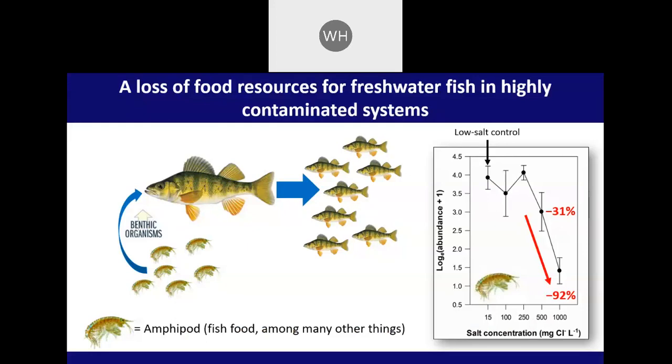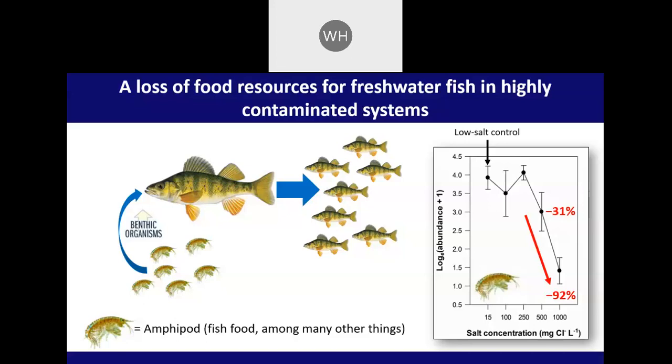But what we find is that when we increase the salt concentration, some of the data are shown here on the right. When we increase the salt concentration on the x-axis there, we see a decline in some of the food resources prized by yellow perch, right? These little things called amphipods or scuds, most people don't care about them, don't ever see them, but they're an important part of the ecosystem. They're an important food resource for a lot of different fish species. But once we get to a certain salt concentration, we see a noticeable decline in their abundance.